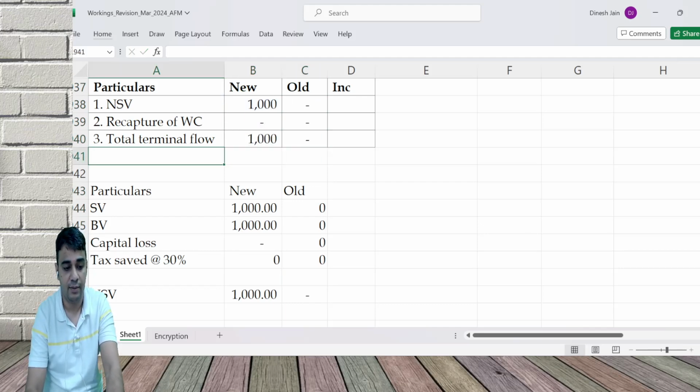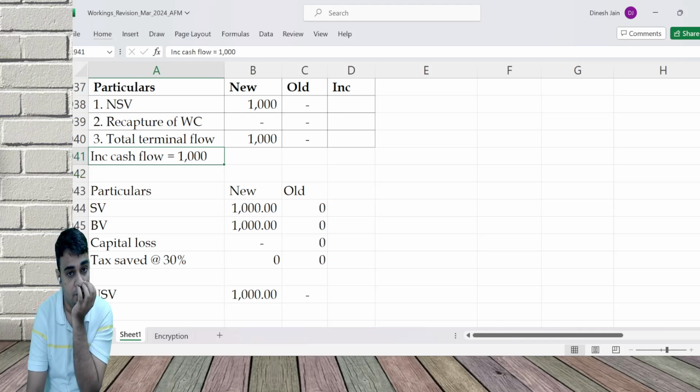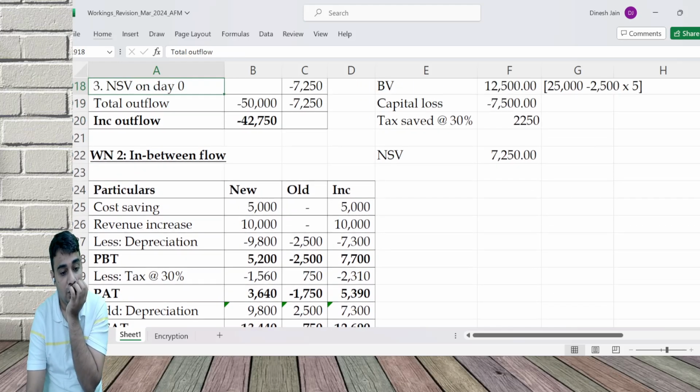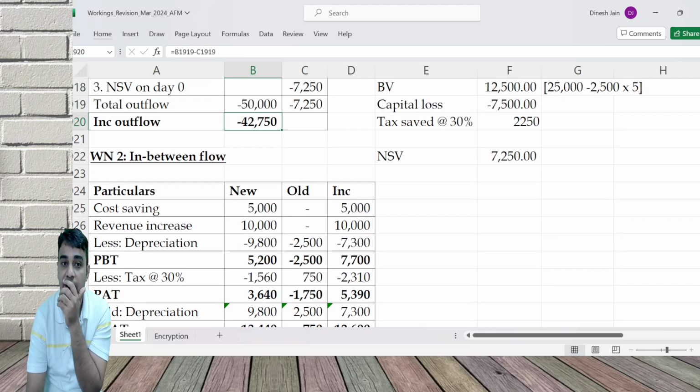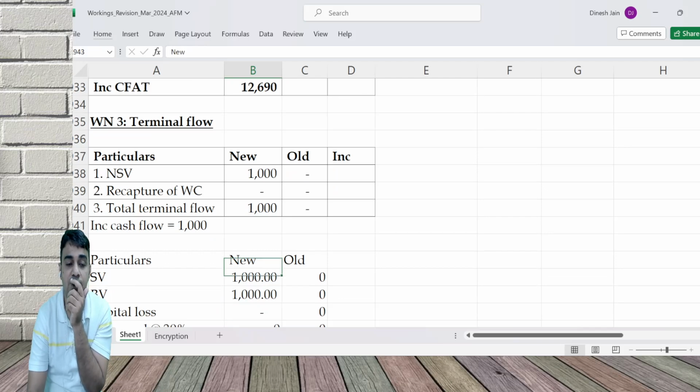Terminal incremental. Now what you need to do is, whatever incremental you calculated for that NPV, what is the incremental initial outflow? 42,750. What was the incremental in between flow? 12,690, and terminal flow is 1000.